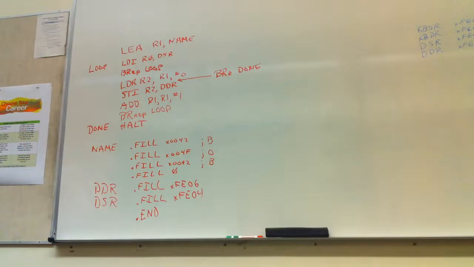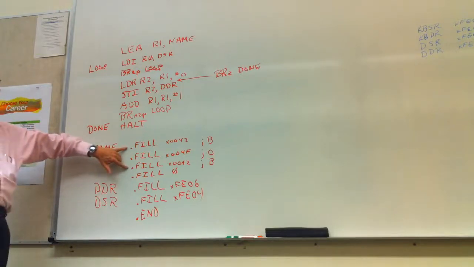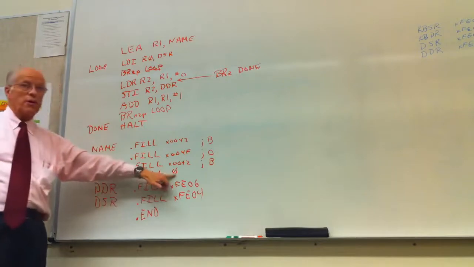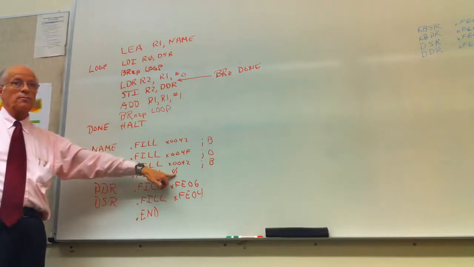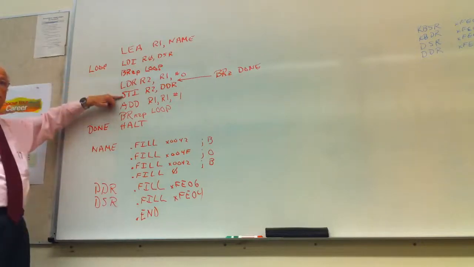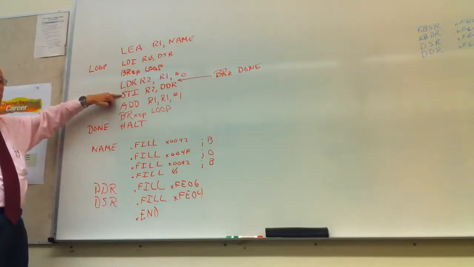So we insert that BRZ done after the LDR? After the load. As soon as you load that character out of your memory, check it, see if it's a zero. If it's a zero, that means you've come to the end of the string. If it's not, you print it. This is the actual print thing. When you store it out to that data register, that's the thing that actually does the printing.